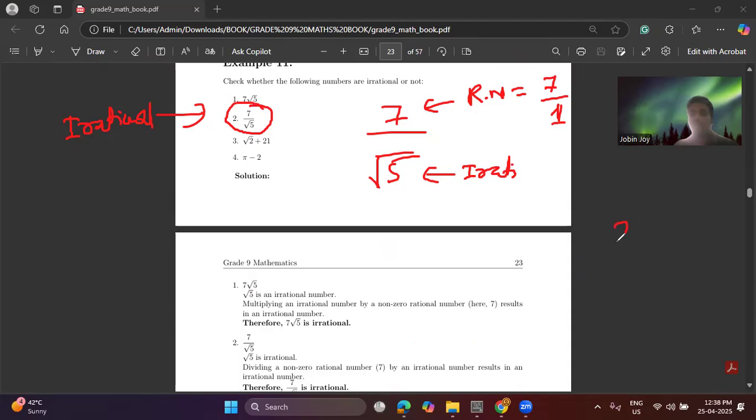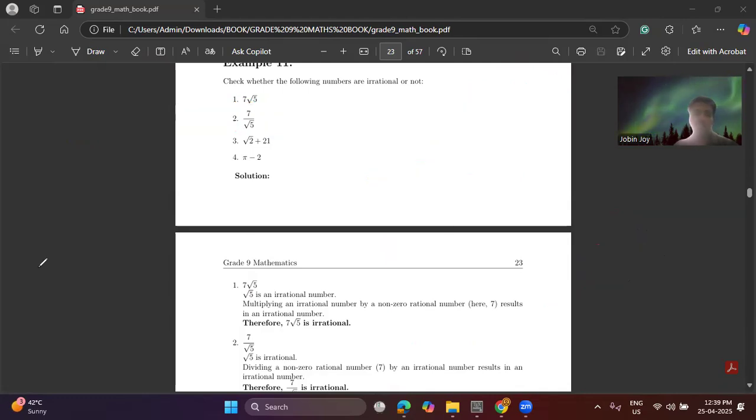Then next is root 2 plus 21. So root 2 is what? Root 2 is an irrational number and 21 is a rational number. When you add an irrational number with a rational number, this is irrational. So these are different operations, okay? Addition, subtraction, multiplication, division, etc.